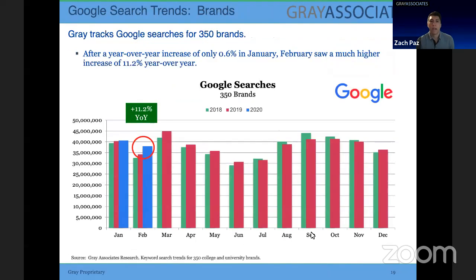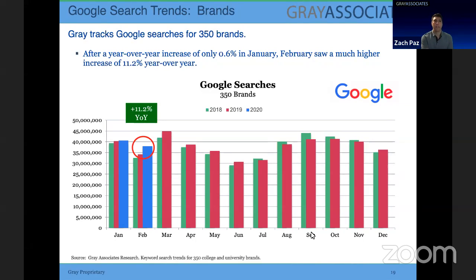We also track 350 brands. And so overall, across all of our brands that we are tracking, we saw an 11% increase. So again, similar to programs, we're also getting an increase in the brand searches as well. So overall, interest in programs and academic institutions is up year over year.